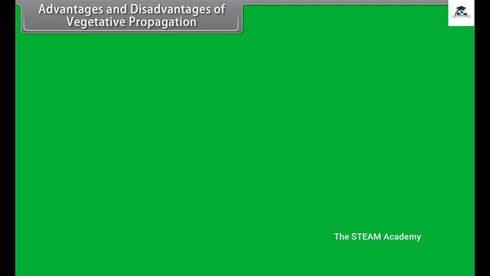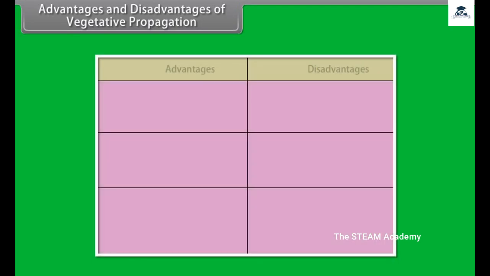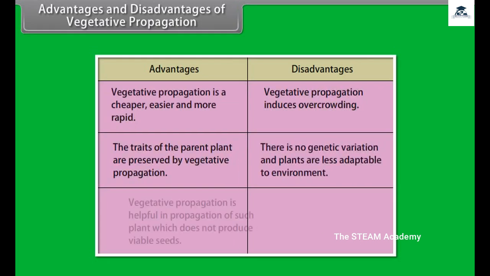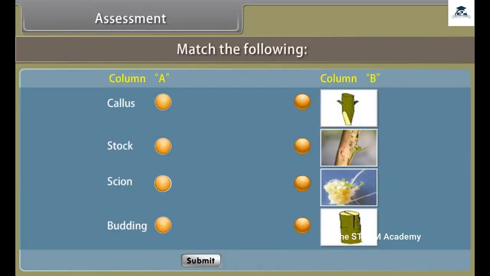Advantages and disadvantages of vegetative propagation. Let us discuss some of the advantages and disadvantages of vegetative propagation. Assessment. Before proceeding further, let us know how much you have learned. Match the following.